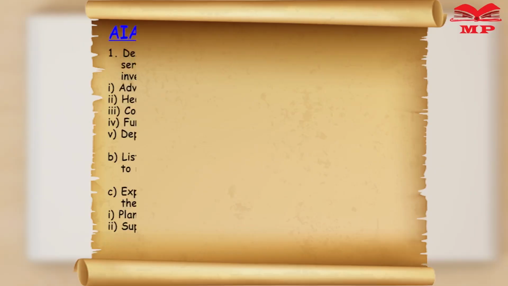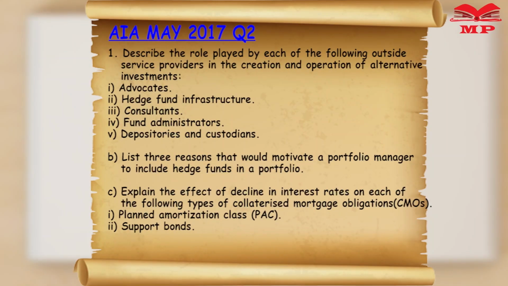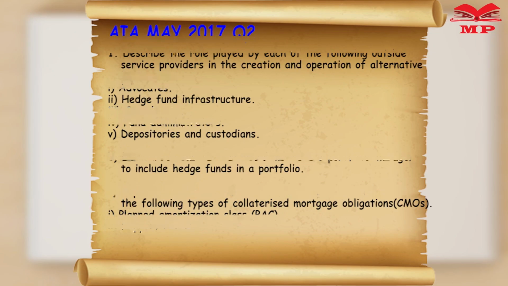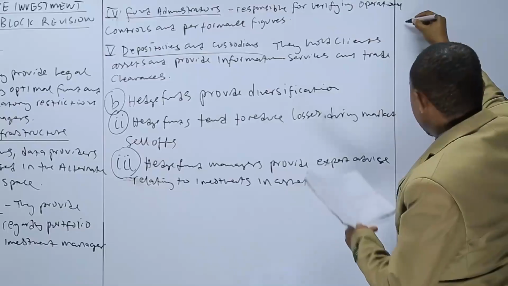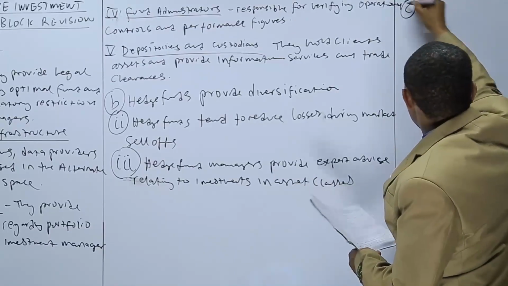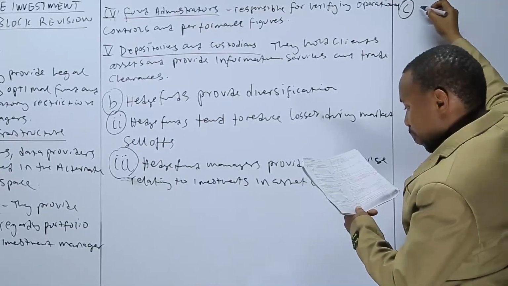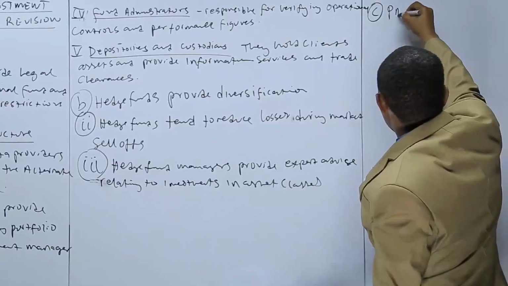which asks, explain the effect of decline in interest rates on each of the following types of collateralized mortgage obligations. We have planned amortization class and support bonds there. So we can move over here and say we are looking at C. So C, we are talking about planned amortization class, PAC.